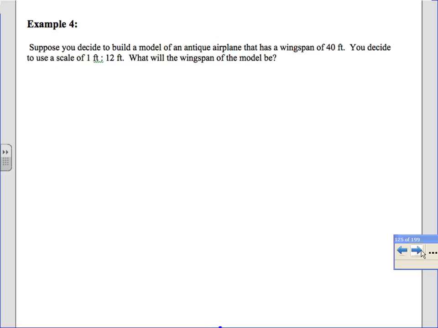So I want you guys to write down, we have model and we have actual, okay? There's going to be a model of an airplane, but there's also an actual airplane. Let's start with the 1 feet and 12 feet first. What goes where? The 1 feet and 12 feet.